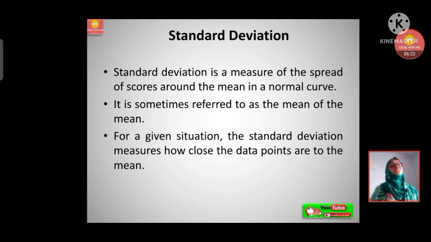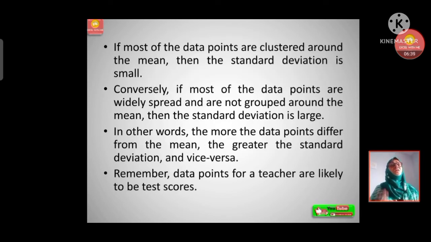Now, standard deviation is a measure of the spread of scores around the mean in a normal curve. It is sometimes referred to as the mean of the mean. For a given situation, the standard deviation measures how close the data points are to the mean. If most of the data points are clustered around the mean, then the standard deviation is small. Conversely, if most of the data points are widely spread and not grouped around the mean, then the standard deviation is large. In other words, the more the data points differ from the mean, the greater the standard deviation, and vice versa. Remember, data points for a teacher are likely to be test scores.